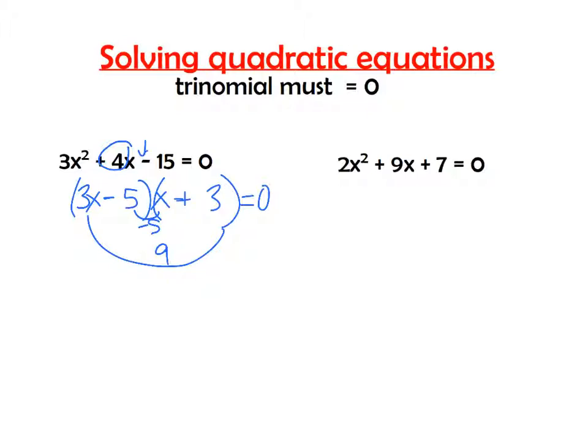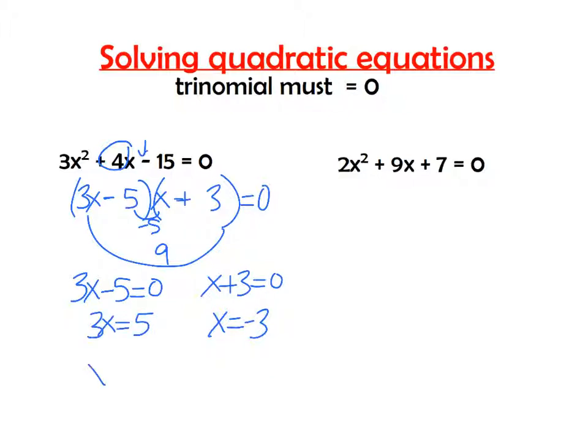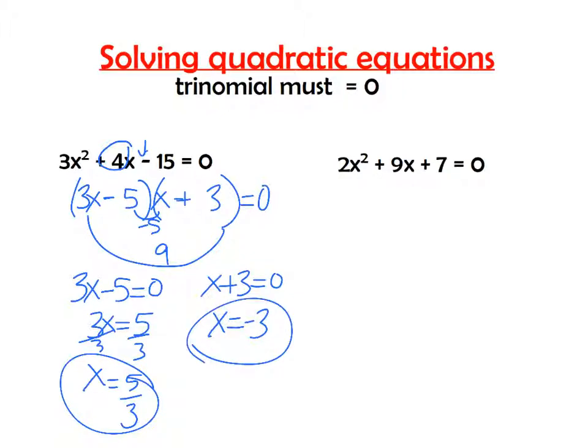All right, now that's the factoring. Now I set each one of those, 3x minus 5 equals 0, and x plus 3 equals 0. This one I'm going to have to add the 5 and then divide by 3. So x equals 5 thirds. So 5 thirds and negative 3. All right, you pause the video, see if you can do the next one on your own.